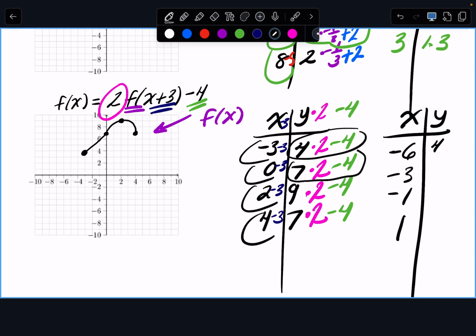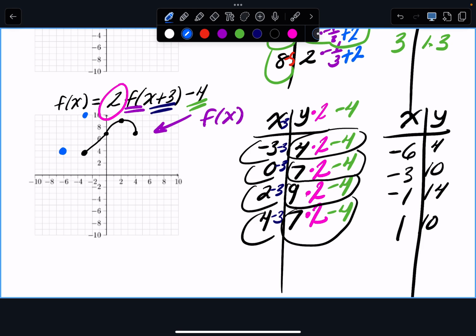Am I crazy or is that right? It is correct. 14 minus 4 is 10. 18 minus 4 is 14. 14 minus 4 is 10. So go to -6, up 1, 2, 3, 4. -3 up 10. Okay, -3 up 10.